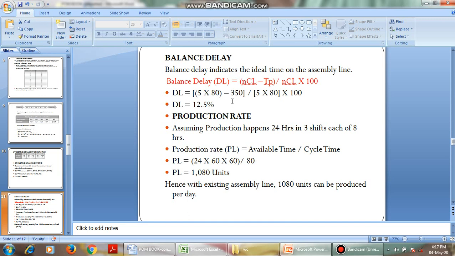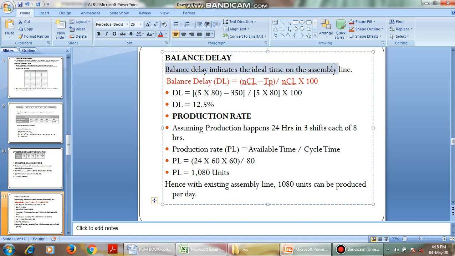That is balance delay. Balance delay indicates the idle time on the assembly line. That is, there is no work, and the machines and men and everything are simply idle without work. That we call idle time.